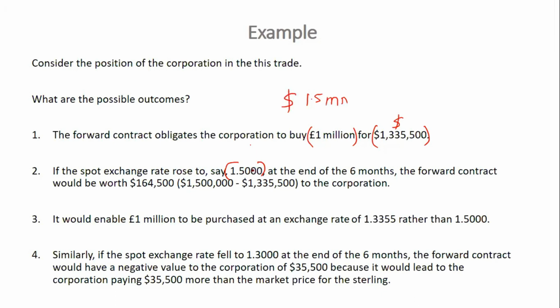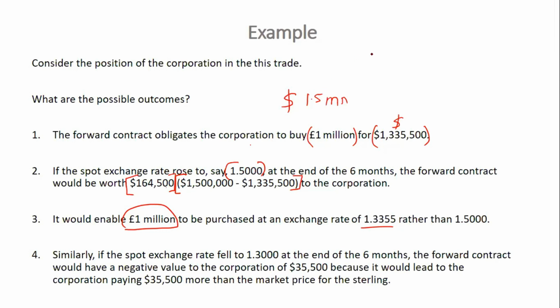But since they entered into a forward contract, this forward contract has given this corporation a profit of $164,500, which is nothing but the difference between the spot price minus the forward price multiplied by the quantity, right? So it would enable 1 million pounds to be purchased at the exchange rate of this much. Now they have hedged this position, so even though the dollar has gone down, they are not worried at all. That's the point of a forward contract, right?